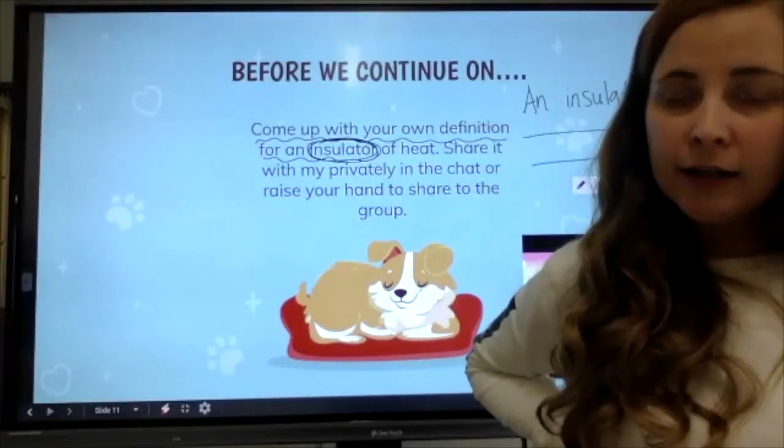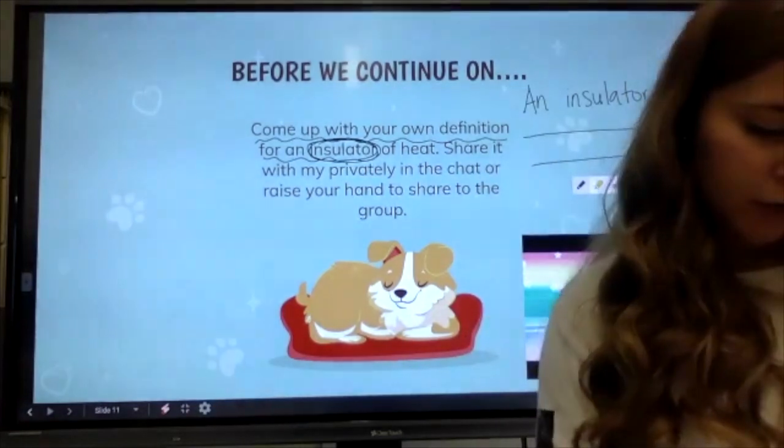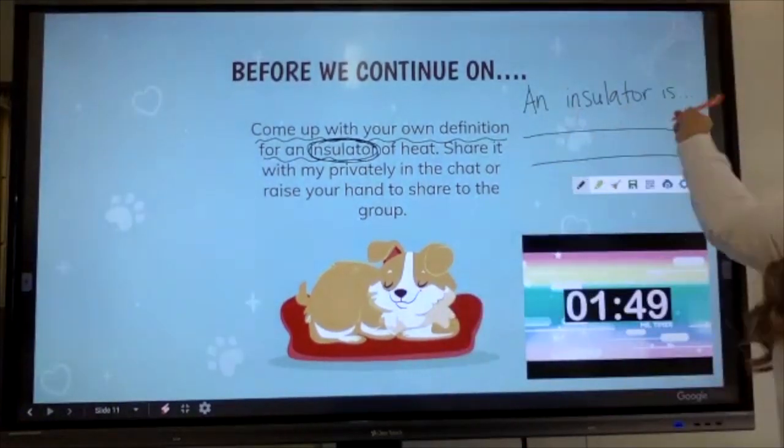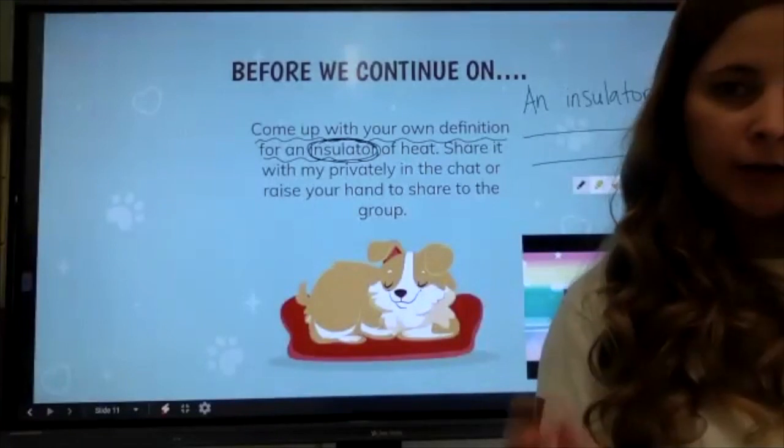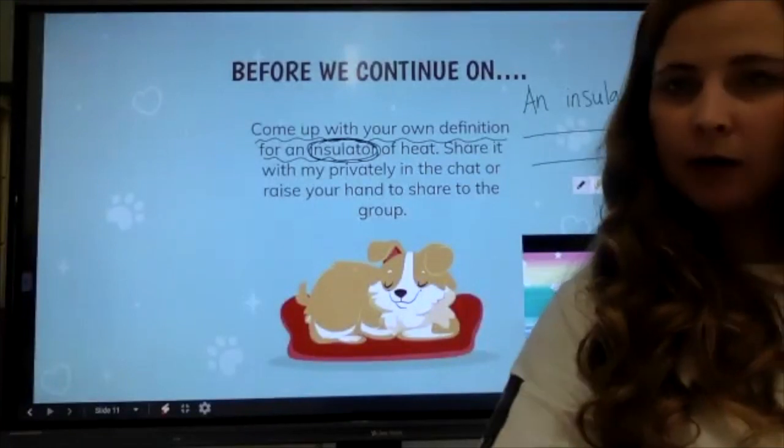Yeah, an insulator is an item. It's a material that doesn't let heat go through it easily. Okay. Excellent response. Alicia, how do you complete the sentence? An insulator is what? Elliot took mine. All right, well, tell me again. An insulator is an object that doesn't allow the passage of heat to go through the object. Exactly. An insulator is something that does not allow heat to pass through the object.